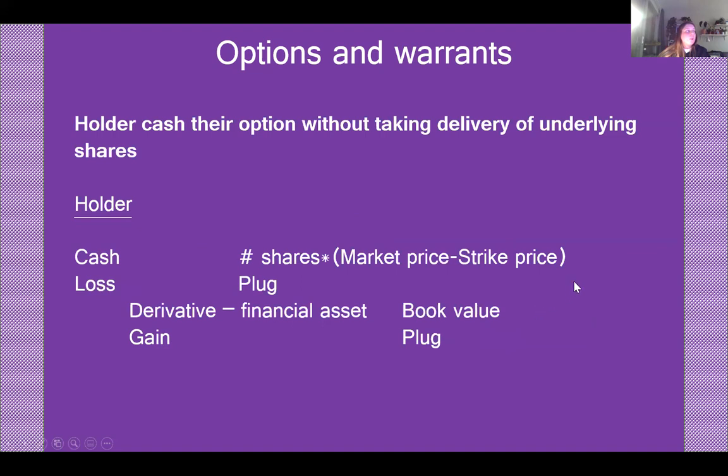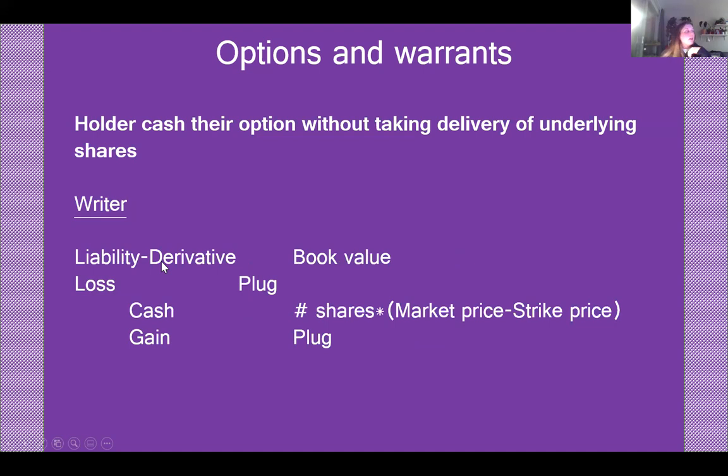If the holder decides to cash out their option instead of getting the shares, they're going to receive cash: the number of shares times the difference between the market price and the strike price. And they're going to credit their financial asset for their book value and book a gain or loss. And for the writer, they're going to debit their liability and credit cash for whatever the holder is paying them.